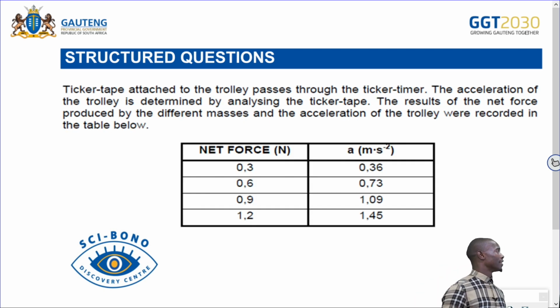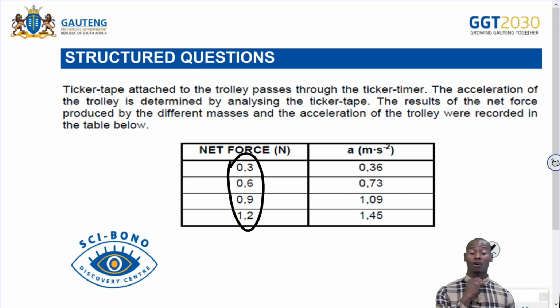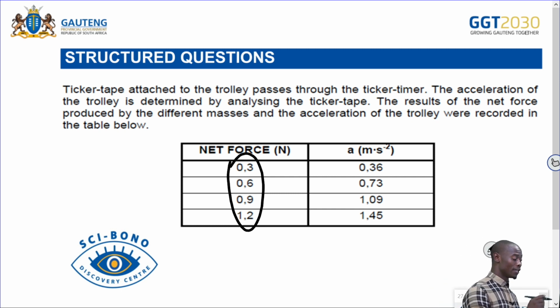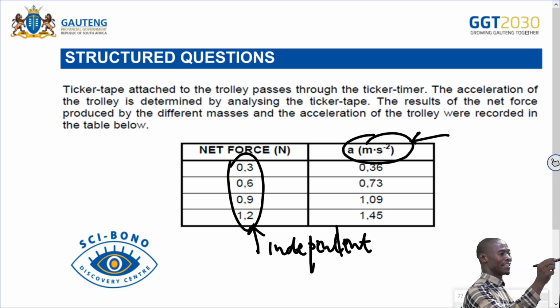All right. So the ticker tape attached to the trolley passes through the ticker timer. The acceleration of the trolley is determined by analyzing the ticker tape, and the net force produced by the different masses and the acceleration of the trolley were recorded in the table below. So you can see what was manipulated here. It's the net force. You can see there's a constant difference here. So this will be our independent variable, and then the acceleration will be the dependent.